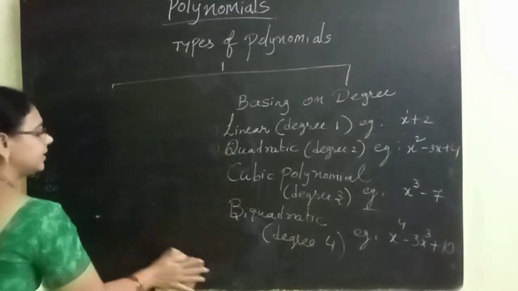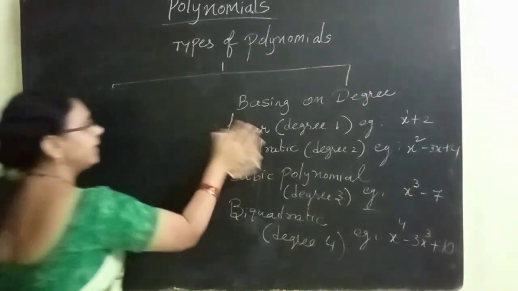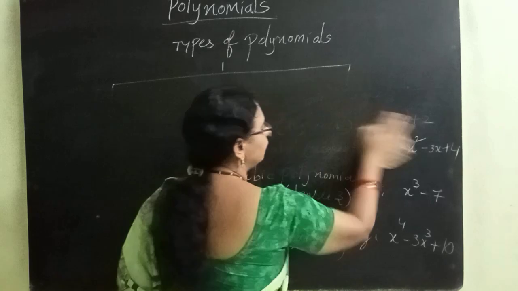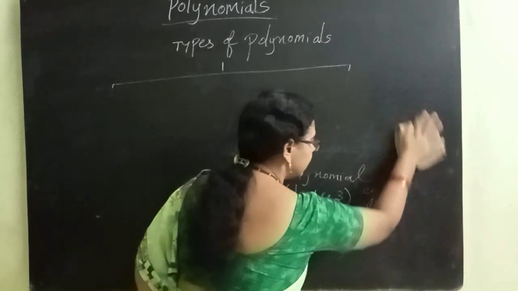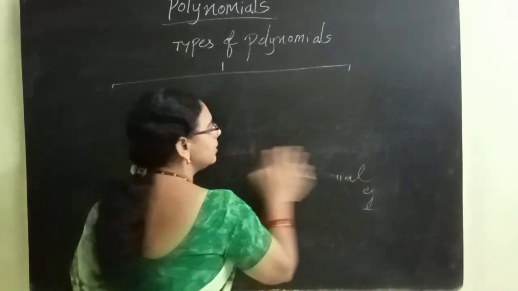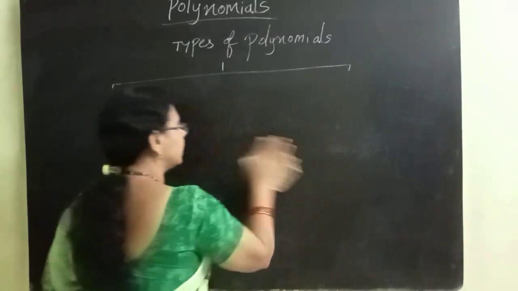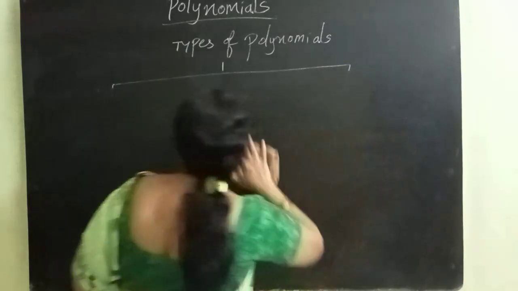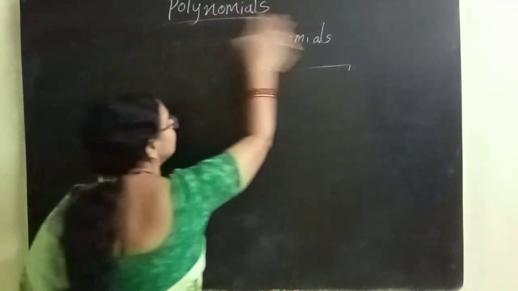Next, already in yesterday's class I explained value of polynomial, degree of polynomial and zero of polynomial. Okay, I hope you understand the difference between the three. What is the value of polynomial? What is degree of polynomial? What is zero of the polynomial? Okay, those three are also so important.